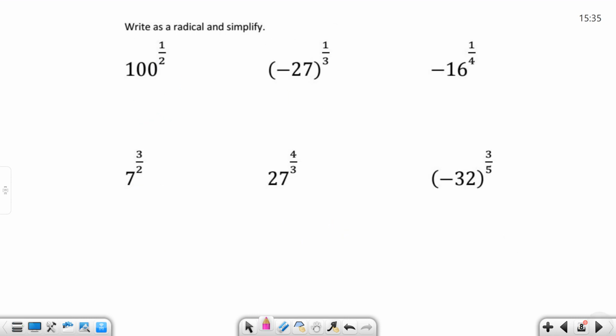All right, so let's keep looking at some more of these. Actually, let's now change it, write it as a radical, and now we want to simplify it. We're going to go the other direction. So the top's the power, the bottom's the root. So this is going to be the square root of 100 to the first power. We don't write the 2 and the 1 there, right? But that's what it is. Square root, understood 2, 100 to the first power. And if we simplify that, the square root of 100 is simply what? 10.